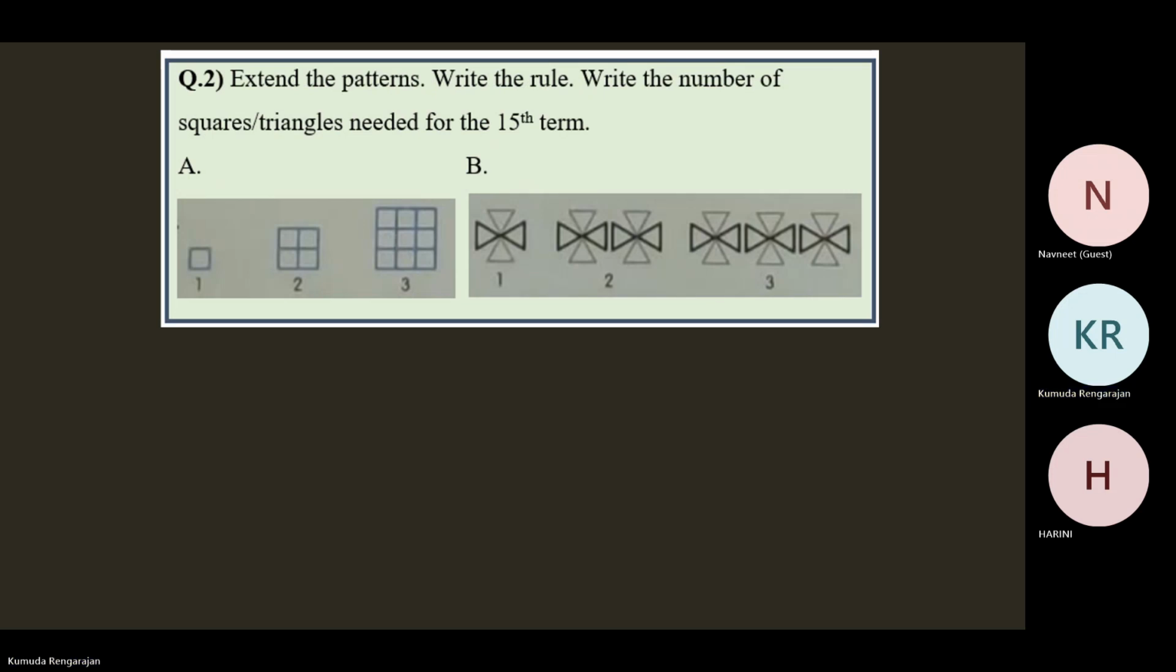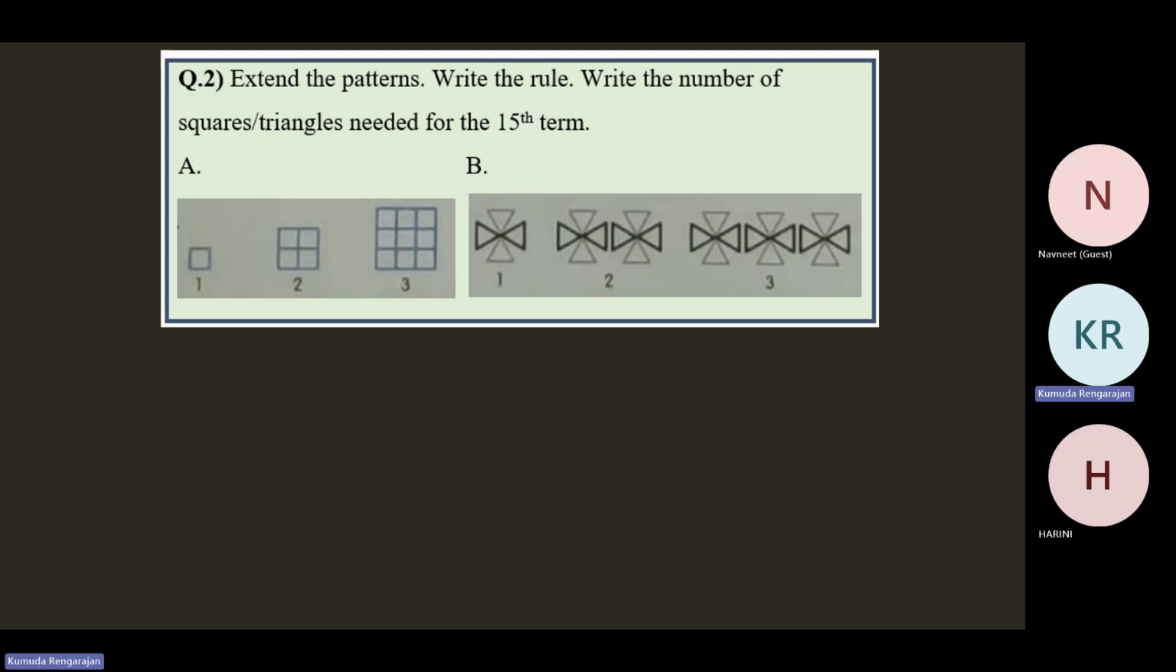Next question. Extend the patterns. Write the rule. Write the number of squares for the first one, triangles for the second one, needed for the 15th term. See, there are 3 questions. Extend the patterns. That is, you should write at least 2 more. Then write the rule.